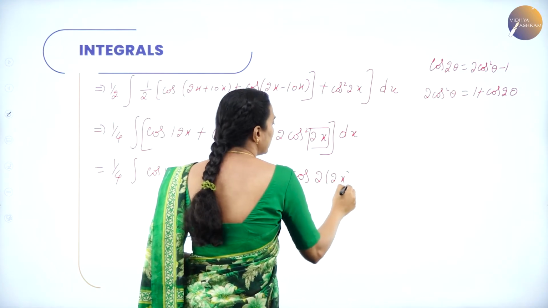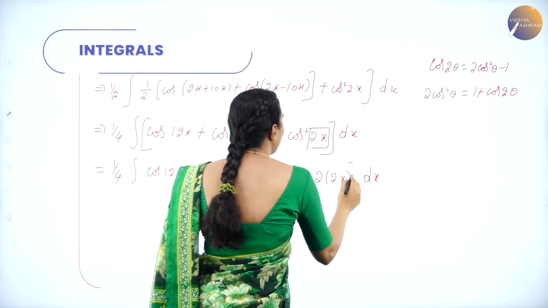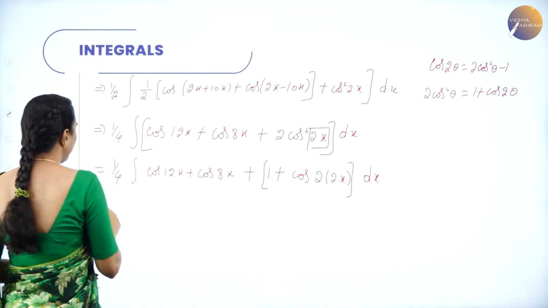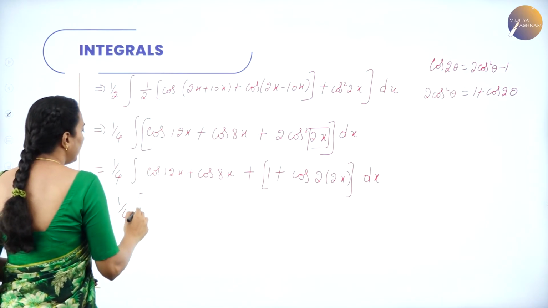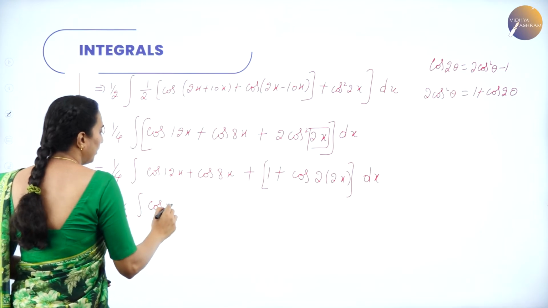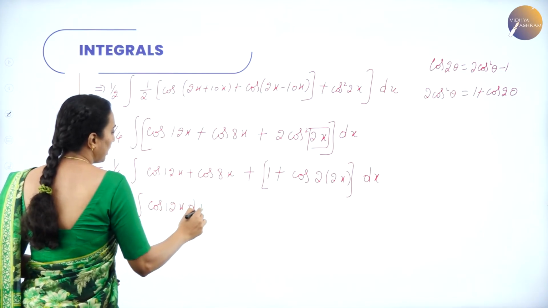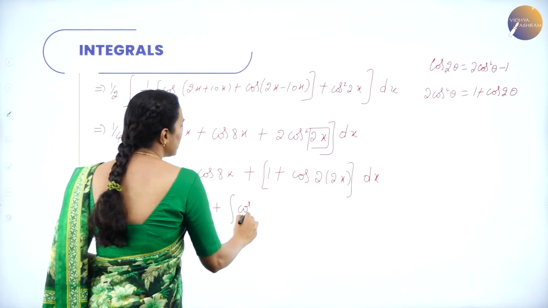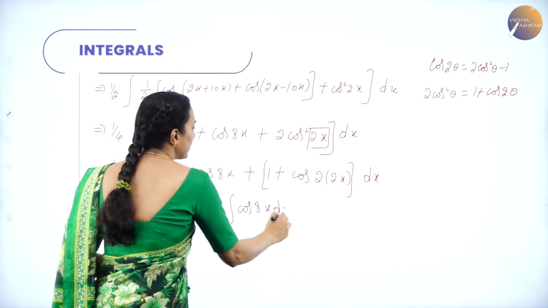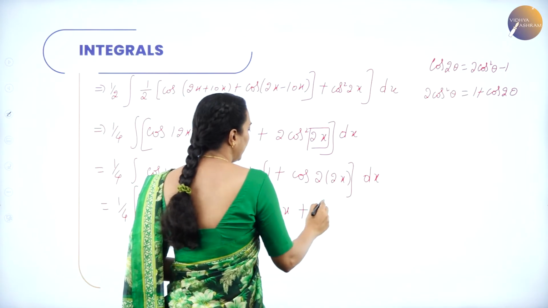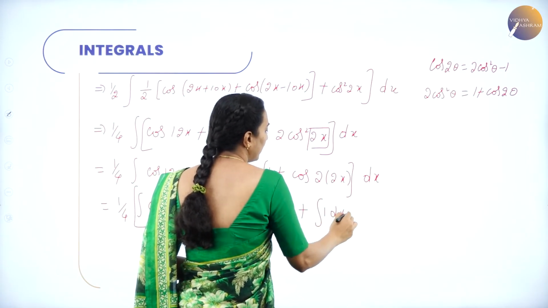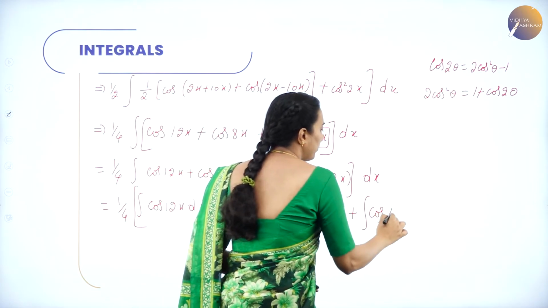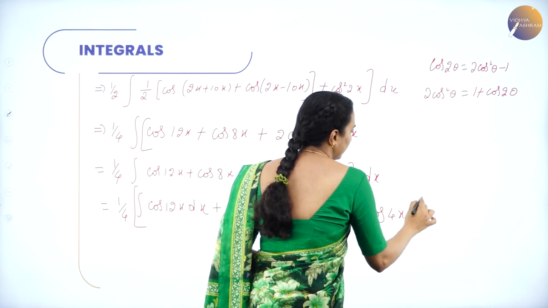Theta is 2x into dx. Now, separating this integral again, what happens? Which implies 1 by 4 into integral of cos 12x into dx. I am separating each: plus integral of cos 8x into dx, plus integral of 1 into dx, plus integral of cos 2 into 2, which will become 4x, into dx.